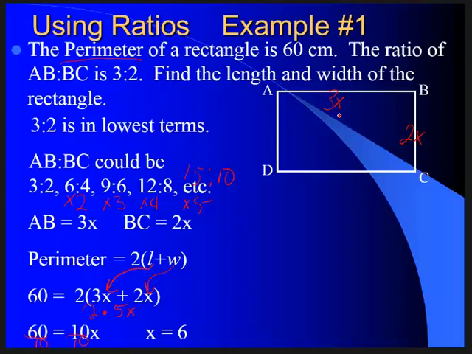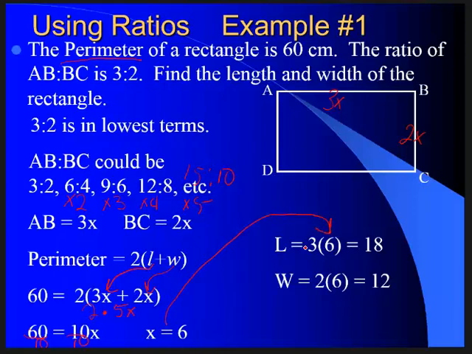Okay, so I know that they are represented by 3x and 2x. Now I know that x is 6, so I need to plug that in. All right, so here's my length. 3 times x becomes 3 times 6. Okay, this is where the 6 came from, which is 18. 2 times x becomes 2 times 6, which is 12. So these are my answers.